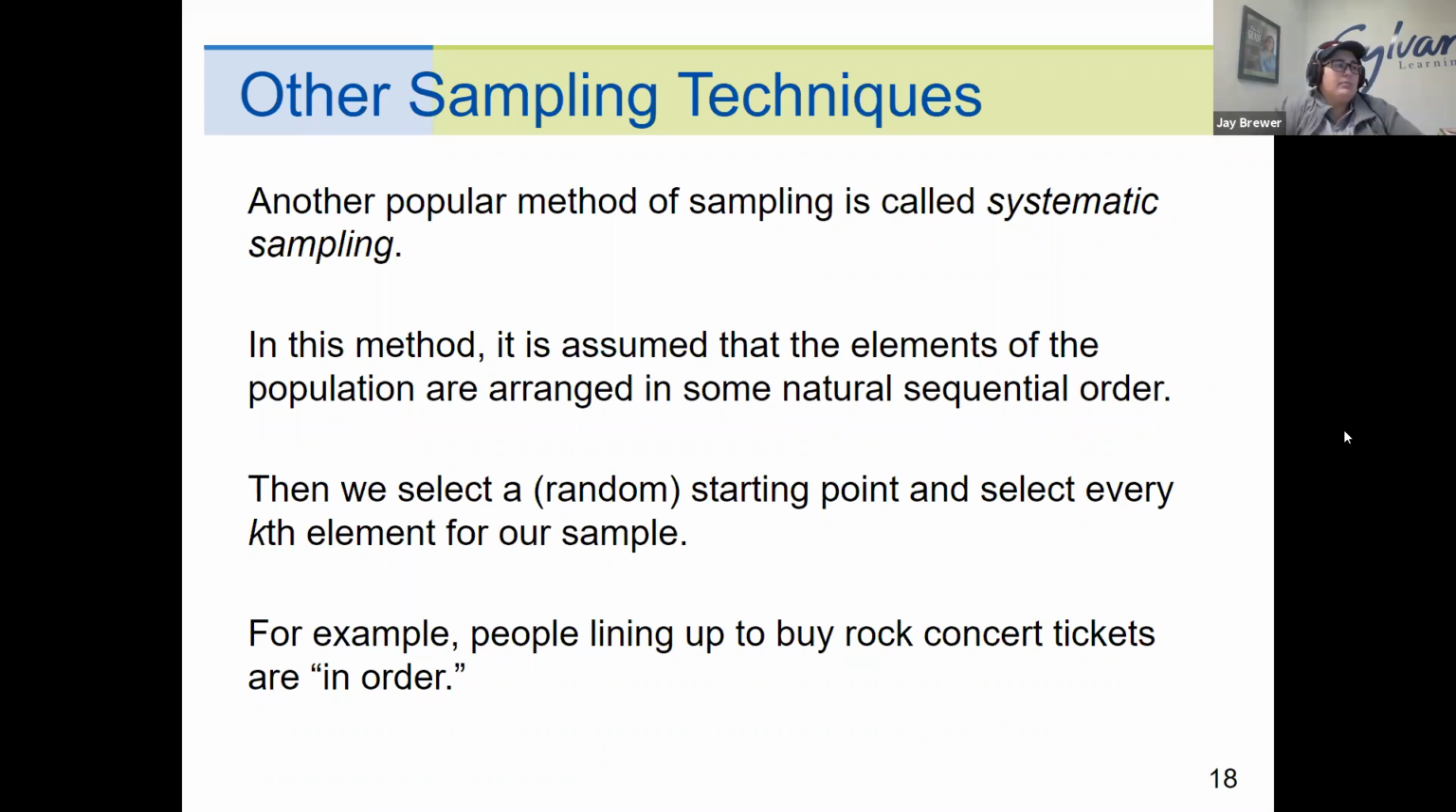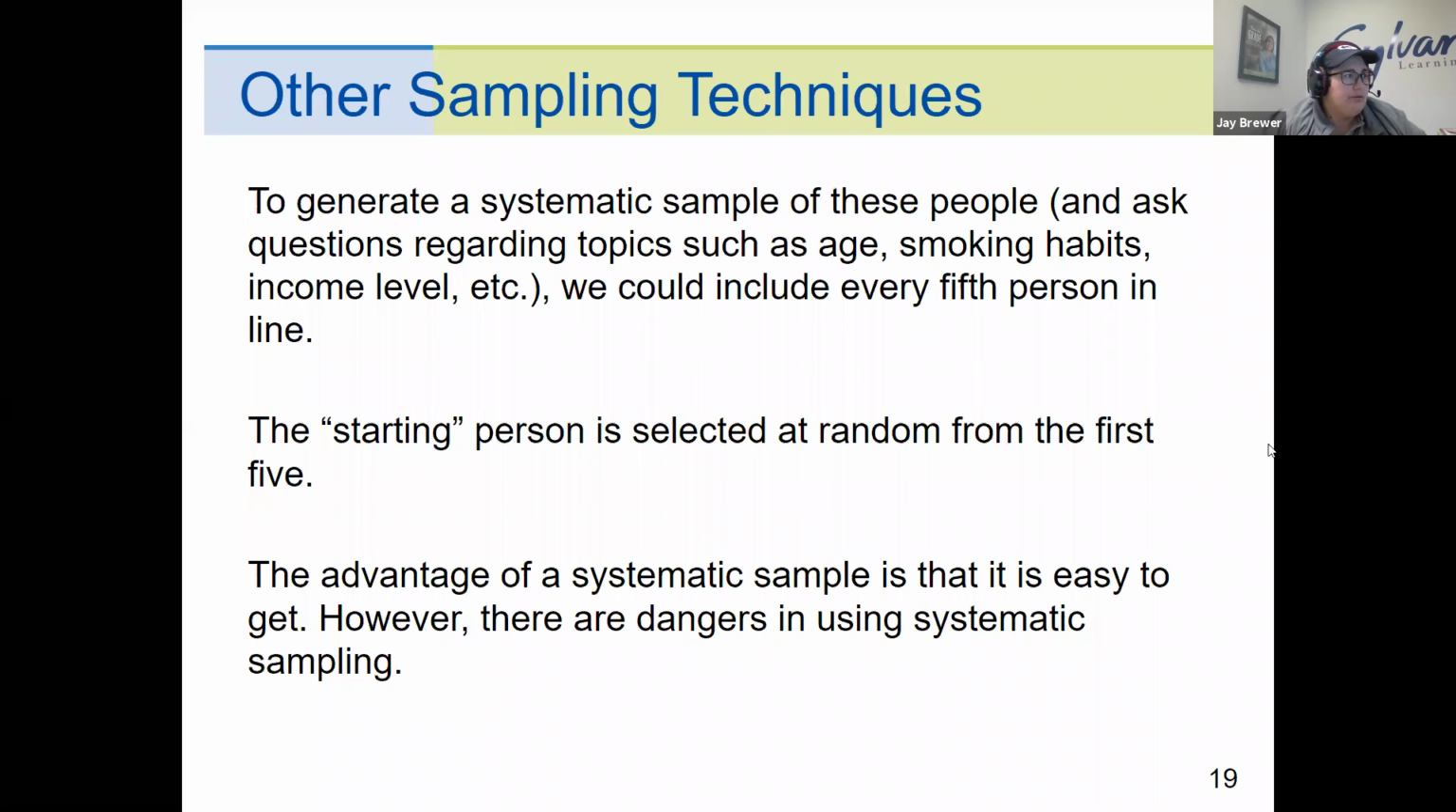Systematic sampling. This is a method that we use where we assign some form of a natural sequential order. So the example they give here is people lining up to buy rock concert tickets. Obviously, if you have ticket number 1, you're going to be ahead of someone who has ticket number 500. Right? Okay.